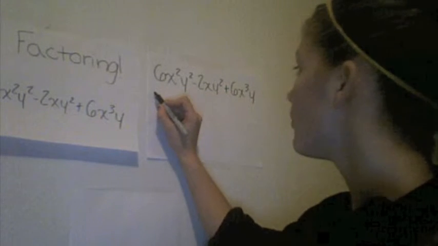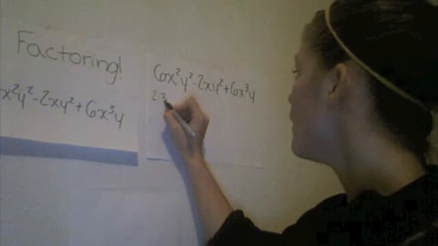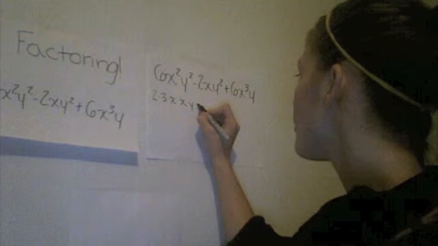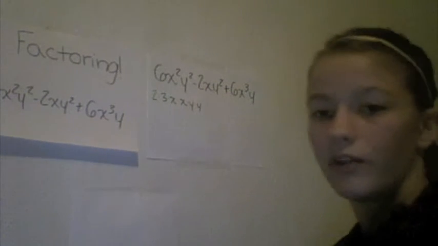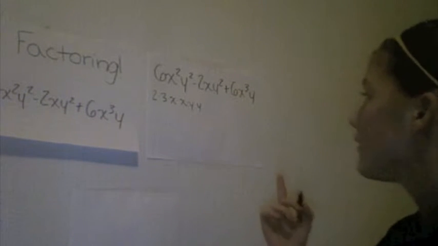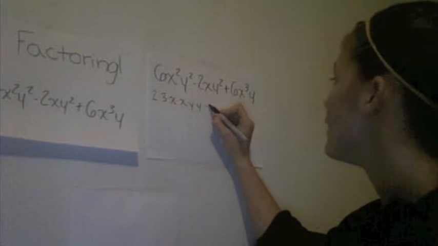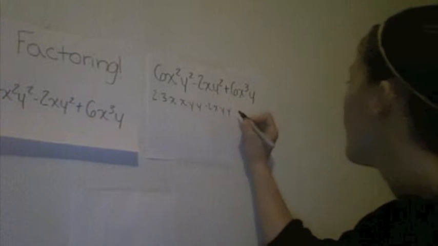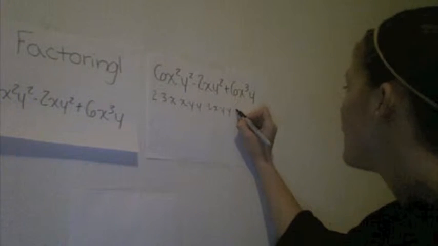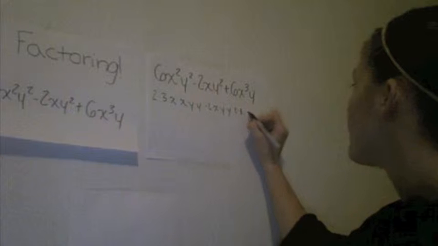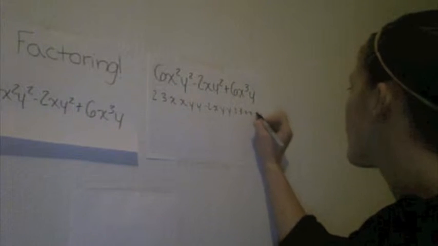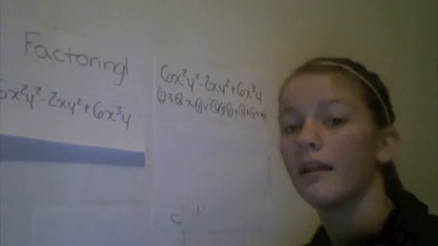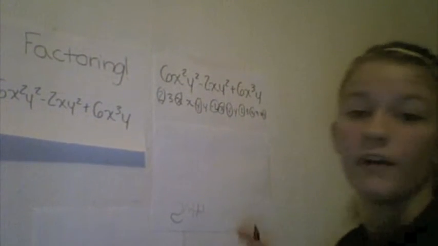The first part will be 2 times 3 times x times y times y, and so that's how I factor out the first part. Then I move to the second part, which I have a negative 2 times x times y times y. And then I have a 2 times 3 times x times x times y. And that is how I factor out the greatest common factor of this equation.